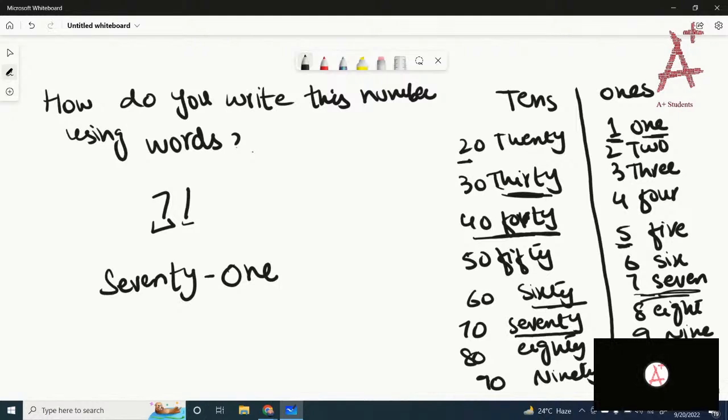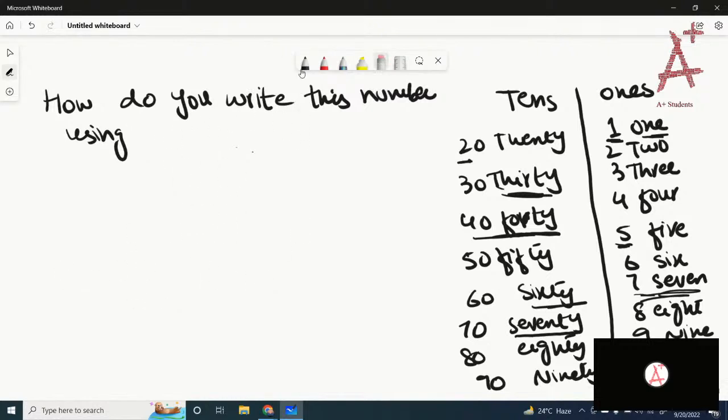The next one is, how do you write this number using digits? The number is 11. So you can find the 11 in the table. You can write 11 like this. Got it? You are given four options. Select the correct option and move on to the next question. How do you write this number using words?